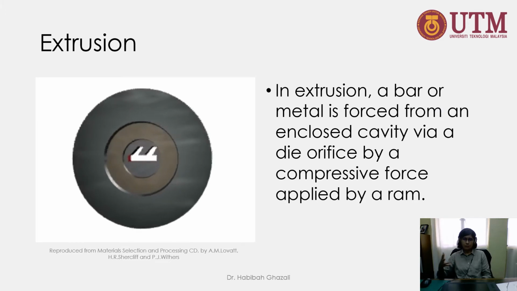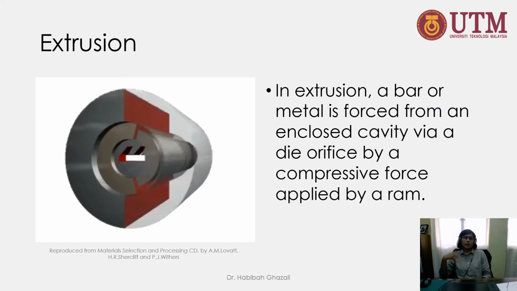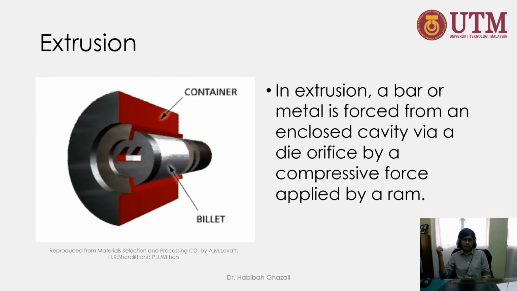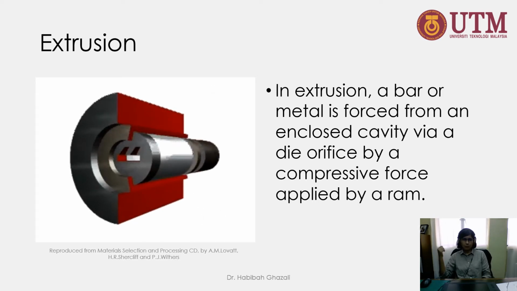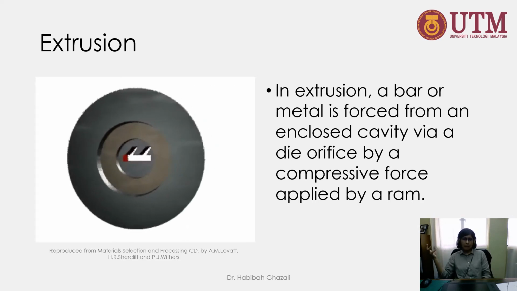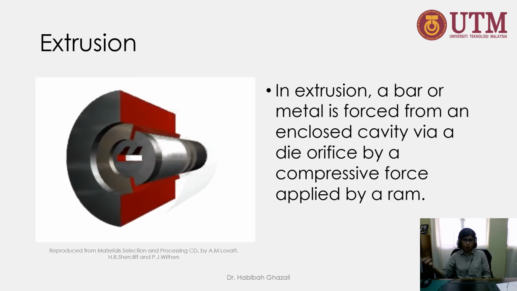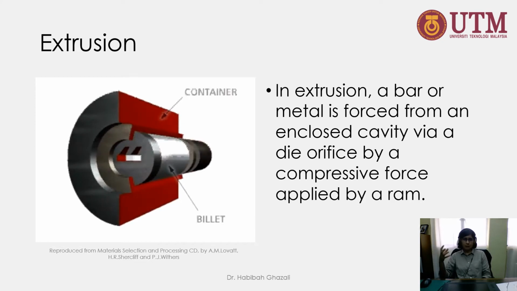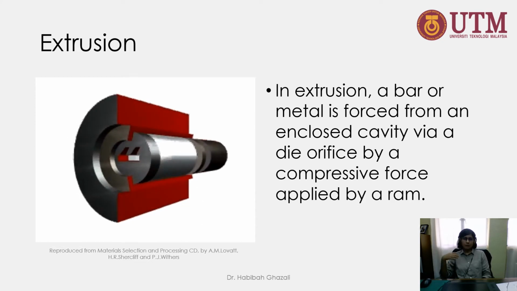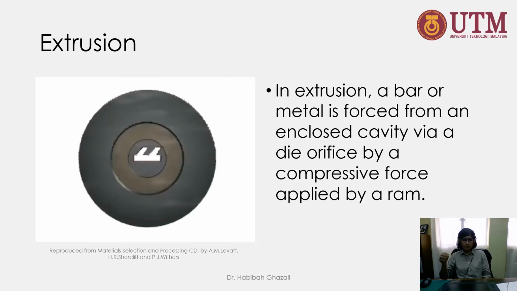Extrusion is another type of forming process in which, as you can see in this animation, a bar of metal is forced from an enclosed cavity via a die by a compressive force applied by a ram. So the final product will follow the shape of that die. During this process, again, the grain shape of the material will change.